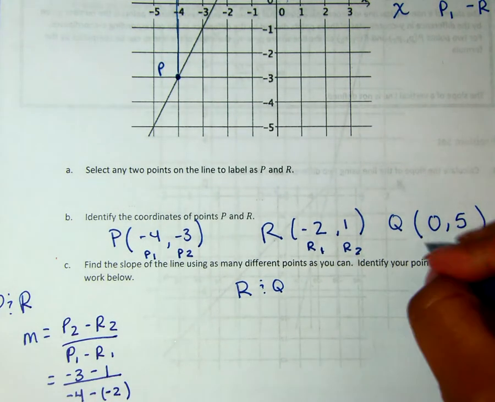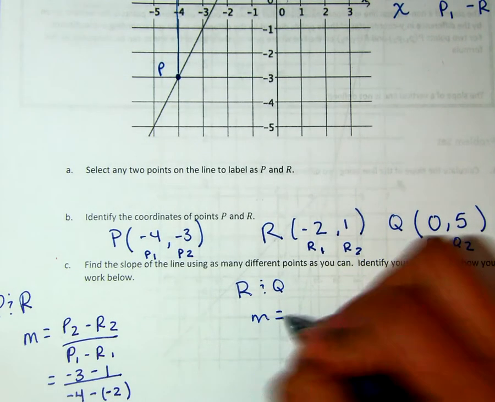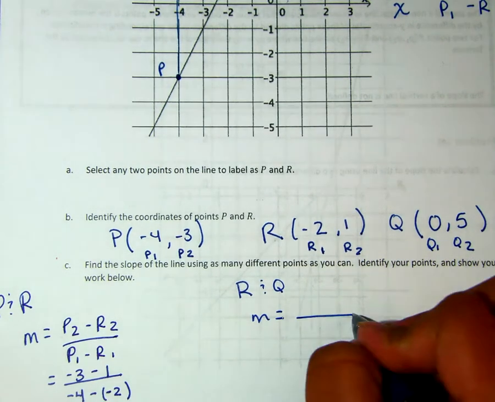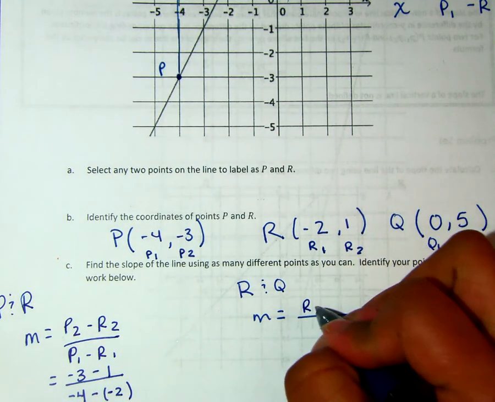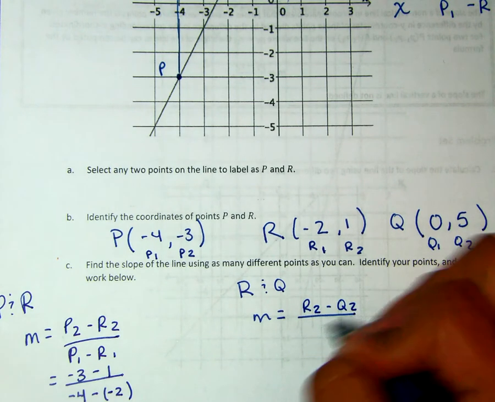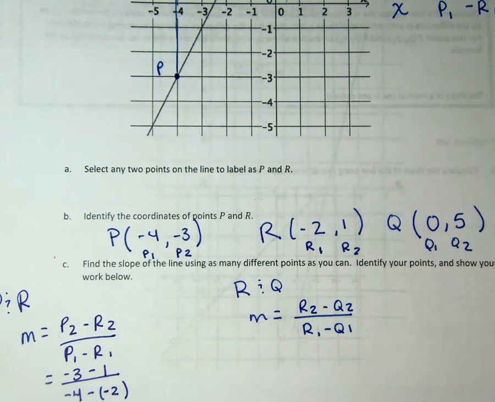So I've labeled R1 and R2. I'm going to label Q1 and Q2. My formula using the variables R and Q for slope looks like what? Yeah, my formula should look like R2 minus Q2 over R1 minus Q1. Go ahead and substitute what you've been given and simplify the slope.